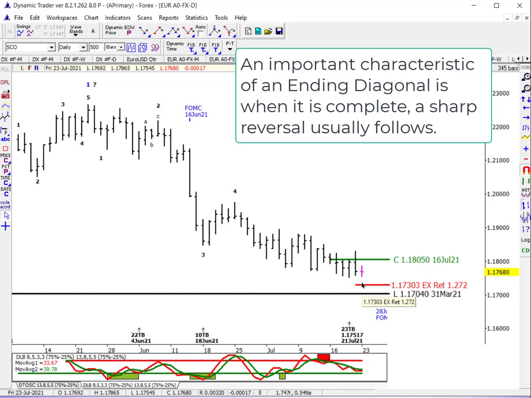Now that's a lot. And the beauty of this is we've got some technical indicators that indicate we're within the final few bars, if we haven't already completed this ending diagonal.